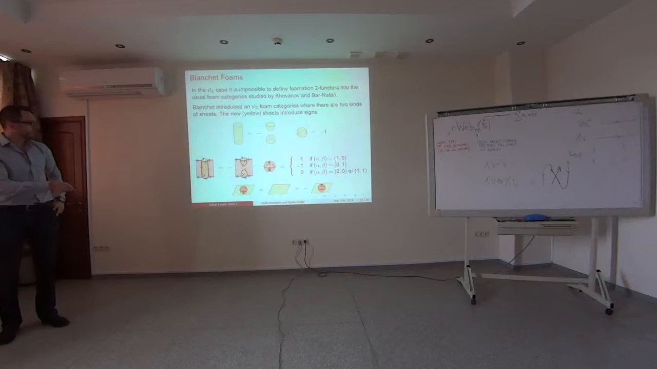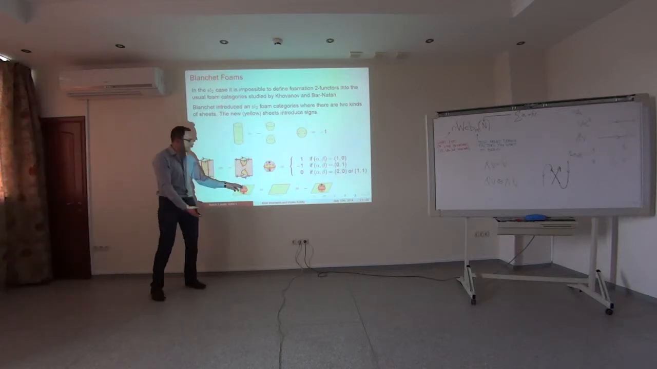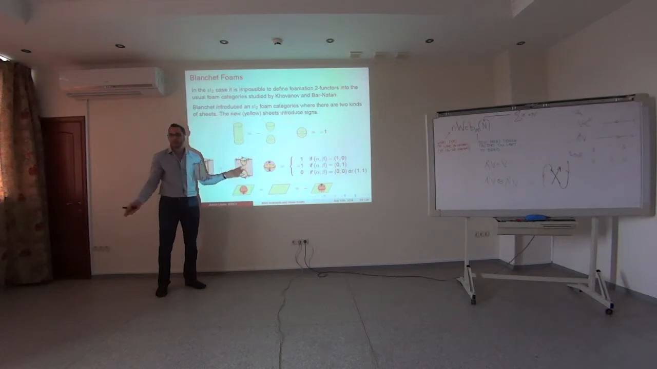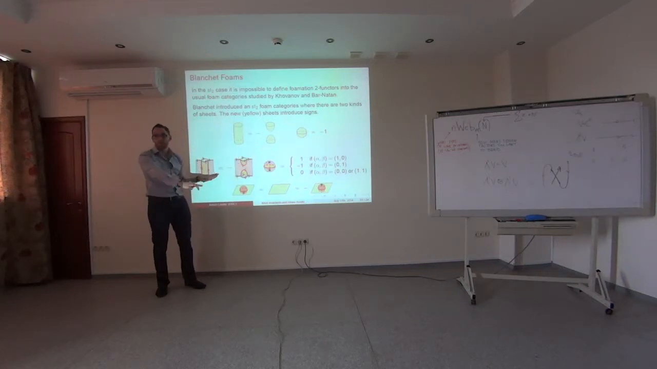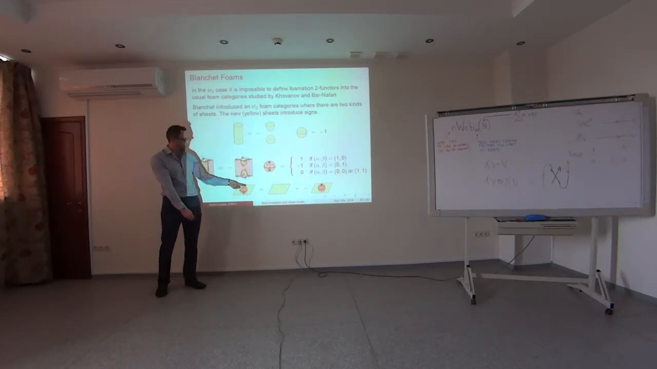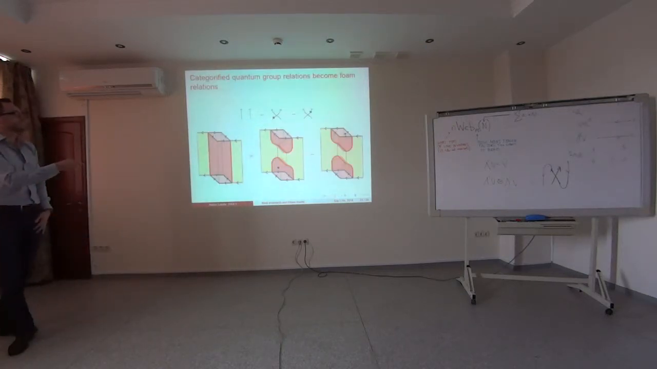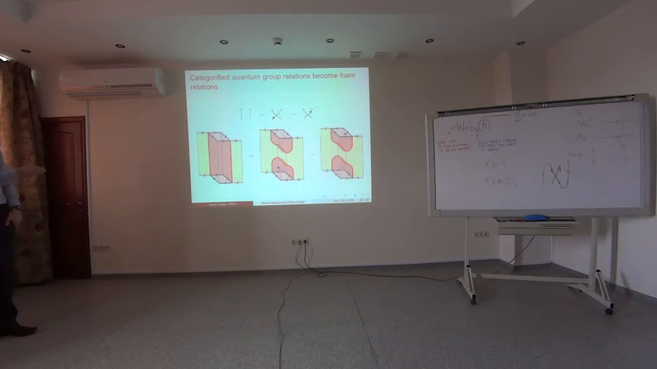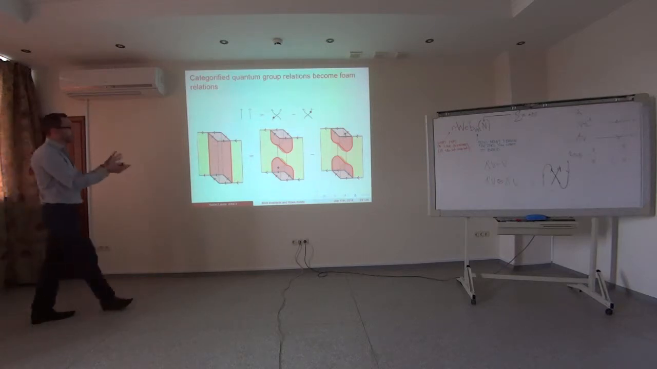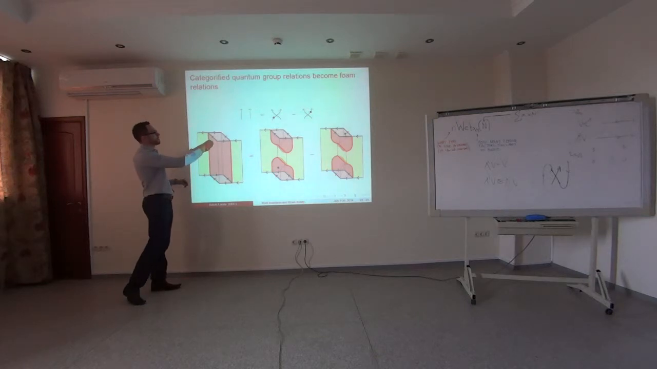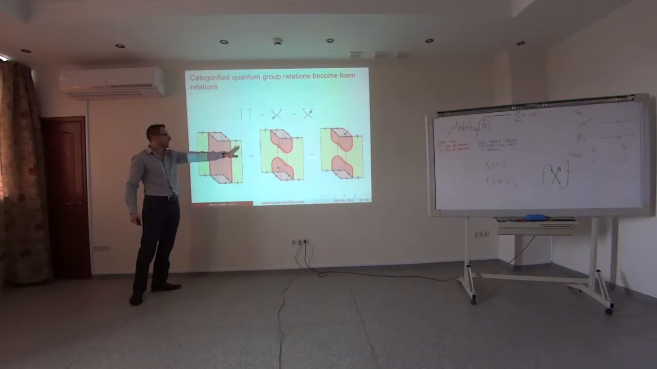And so normally, if I had a sphere with a dot on it in Drawer's category, I could just move that dot through the sphere, and that's no problem. But here, there's this yellow sheet in the middle, and if it crosses the yellow sheet, I pick up a sign. And here's one place where you can see this. So this is actually the neck cutting relation. Again, I'm using the convention where I don't draw things labeled 0, but now I am drawing things labeled 2. And I'm putting this funny colored sheet.